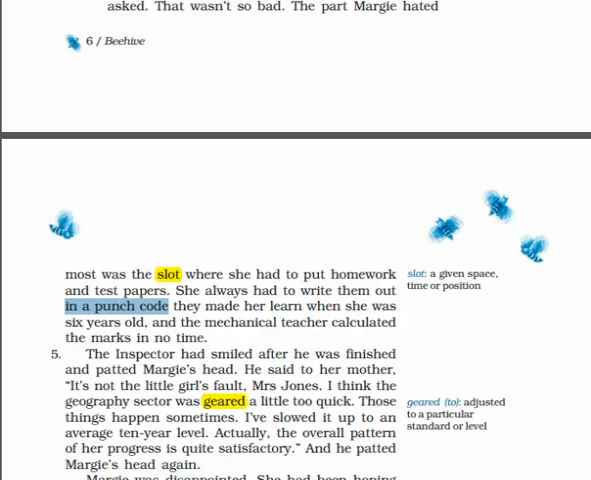Margie didn't mind the lesson being shown on the screen, but what she really hated was the slot where she had to submit her homework and test. She had to write them using a special punch code, which she learned when she was 6 years of age. And the teacher would grade her work instantly, very quickly.